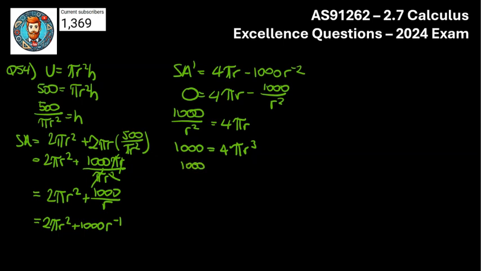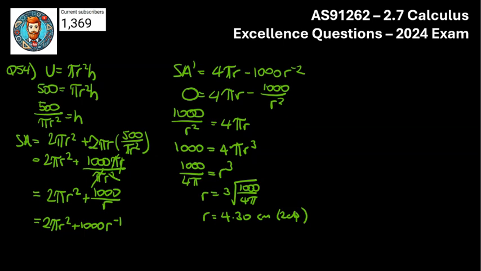So that's 1000 divided by 4 pi is equal to r cubed. And the opposite of that cube is the cube root. So the radius will be equal to the cube root of 1000 over 4 pi. And I can actually work this out. That's going to be 4.3 centimeters, and that there was rounded to 2 decimal points.